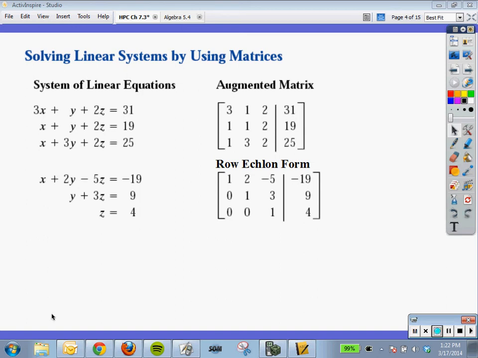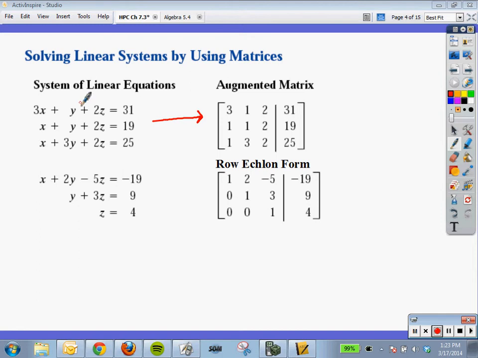Today we're going to learn how to solve a system of linear equations using matrices. So we're going to start off with a system of linear equations, and we're going to write what's called an augmented matrix with the system of linear equations.